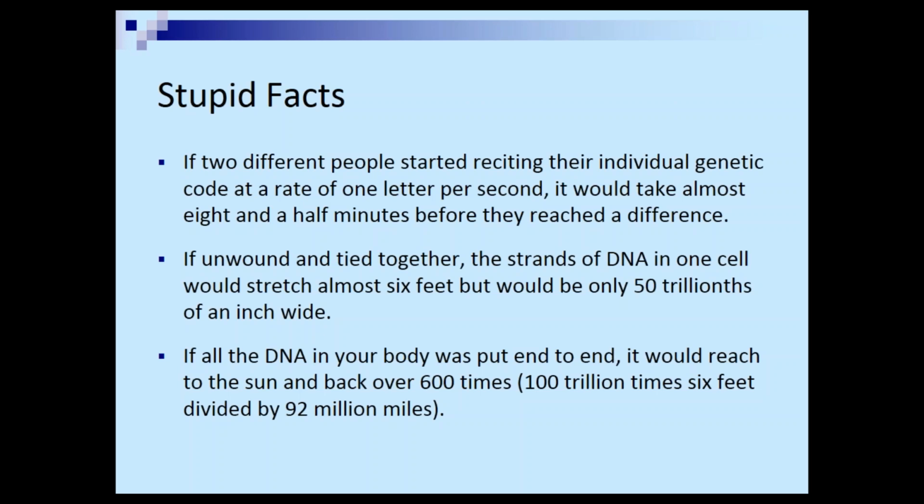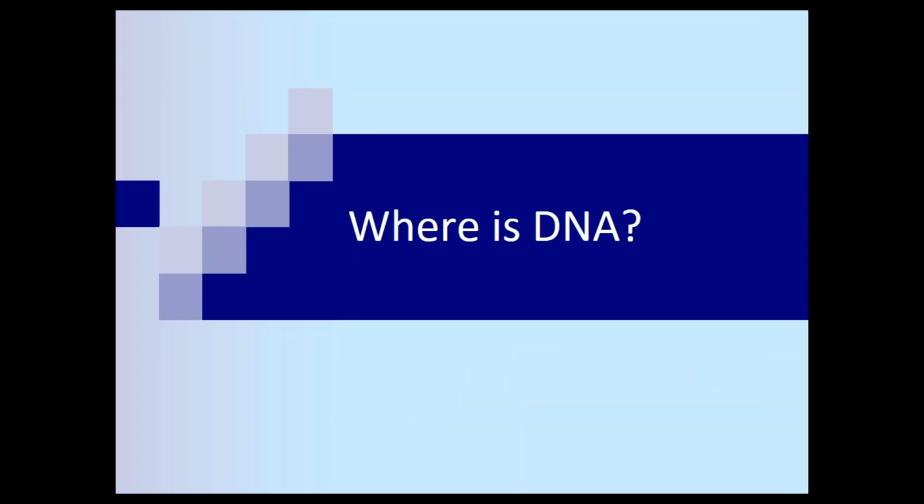All right, if unwound and tied together, I like where this is going, your strands of DNA would stretch about 6 feet tall in one cell, but the cell is only 50 microns. So there's a lot of information crammed into a tiny, tiny cell. In fact, if you took all of your DNA and put it end to end, you could go to the sun and back 600 times. If you don't believe me, look at the math there. 100 trillion cells in your body, 6 feet of DNA in each cell, 92 million miles to the sun. All right, let's get out of this slide.